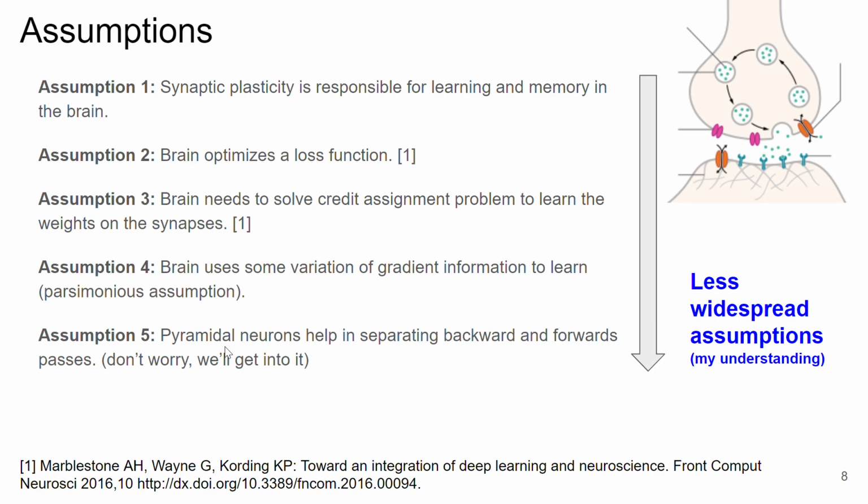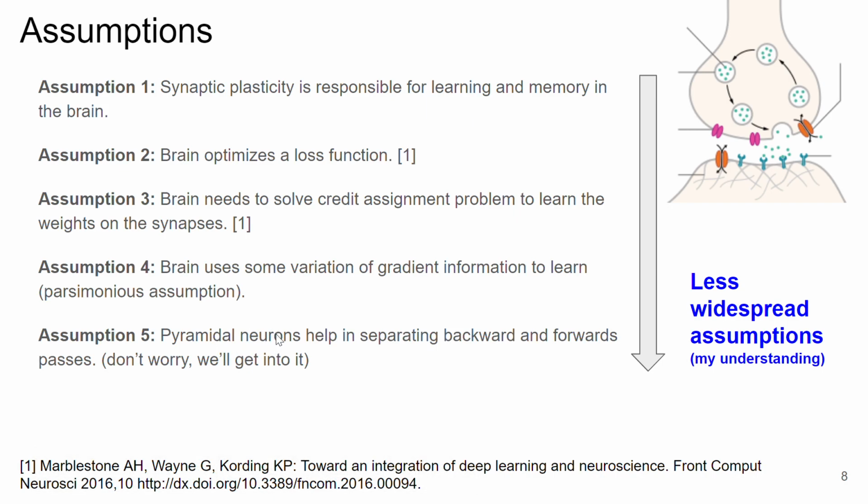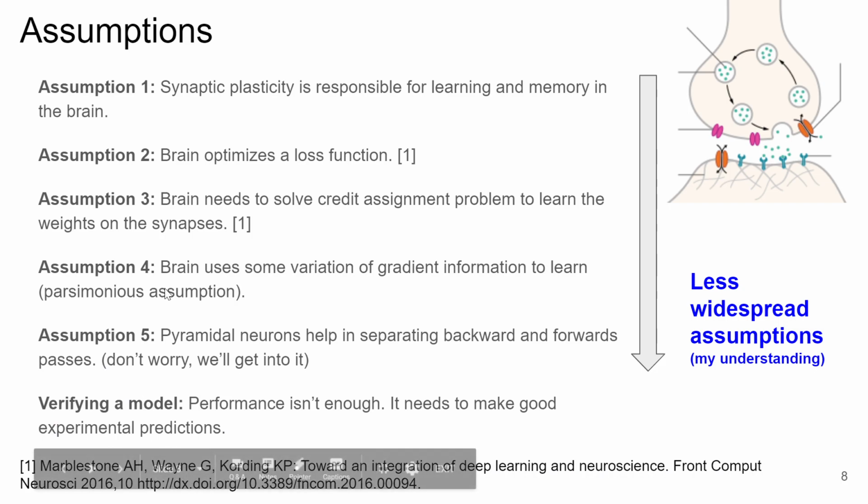Assumption number five is that pyramidal neurons help in separating forward and back prop. We'll get into the details of this, so don't worry about it now. And let's say we have some assumptions and we build a model. How do we verify that it is accurately representing the brain? Having high performance is not good enough. It should also be able to make good experimental predictions that we can actually test on a human brain.